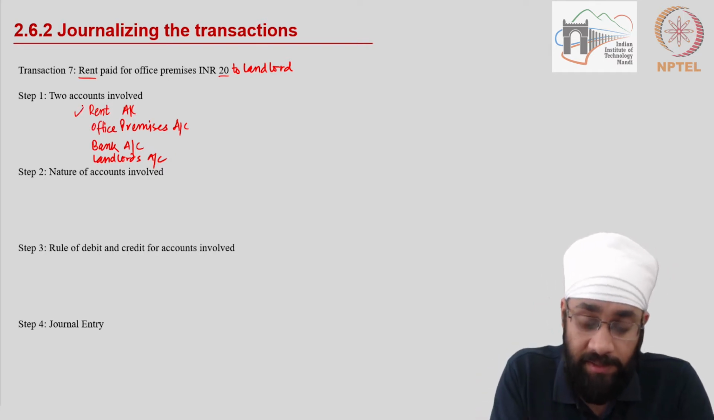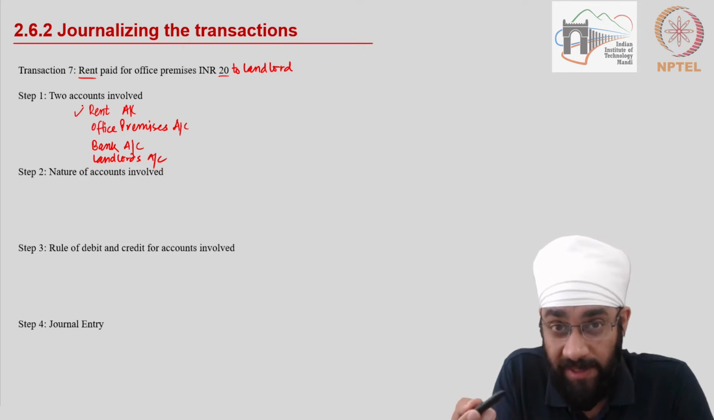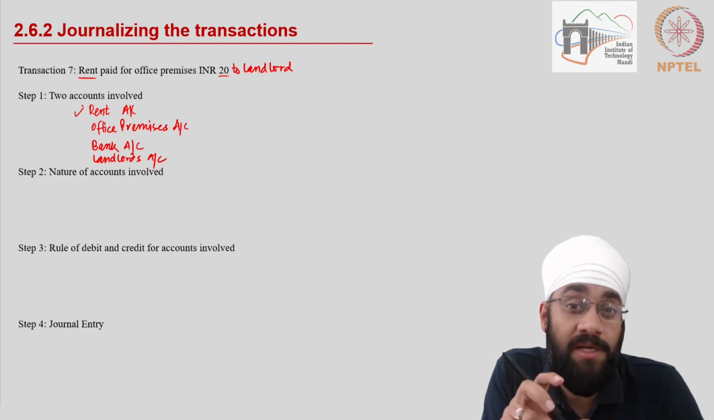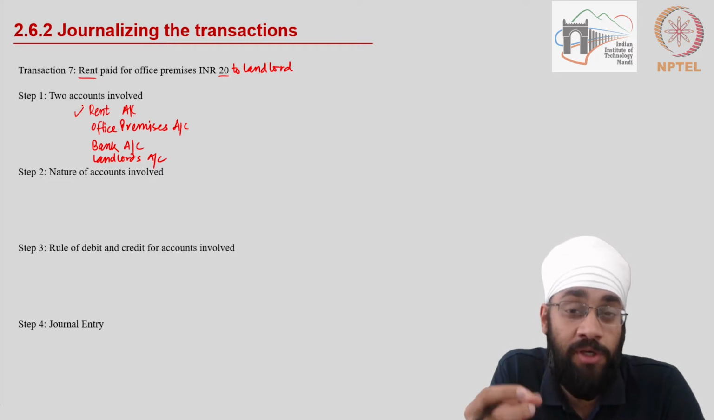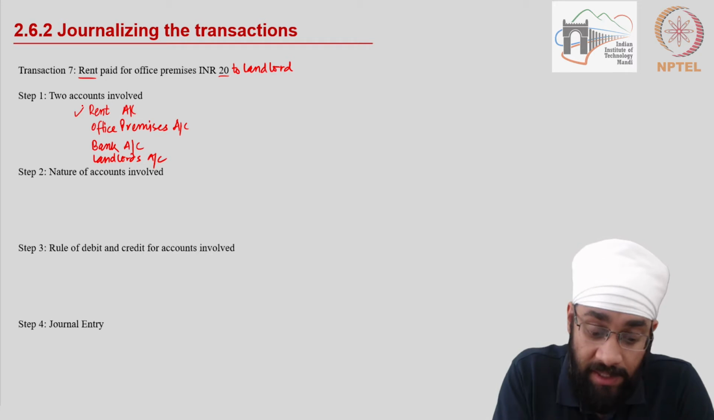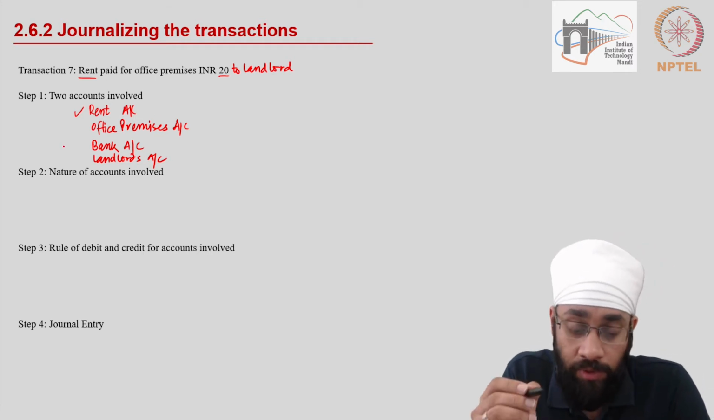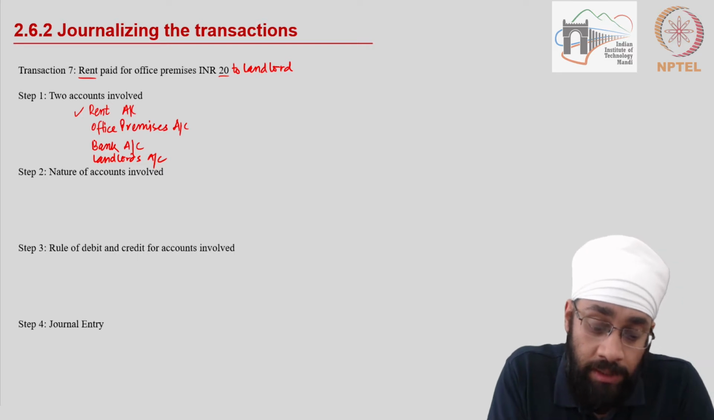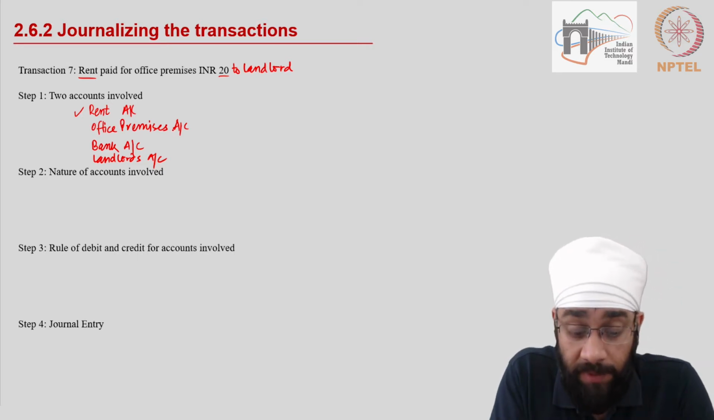So rent is the name of the expense, and as we discussed earlier, the rent account represents our claim on the use of the office premises. So rent is clearly one account which we should record this transaction into. The other account is office premises.